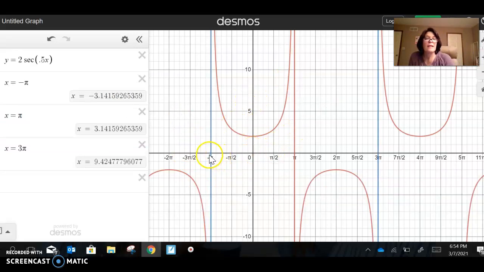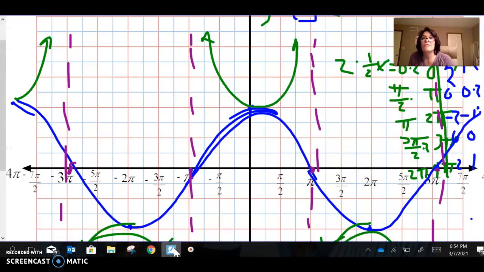My period, a period is we need a u opening up and a u opening down. So my period went from negative pi to 3 pi. So I had a 4 pi period. That's what that 1/2 did. Instead of going through 0, 1, I was going through 0, 2, but that's not an amplitude. We don't talk about the amplitude. Amplitude is in sine and cosine only. All right, that's how you do that one.